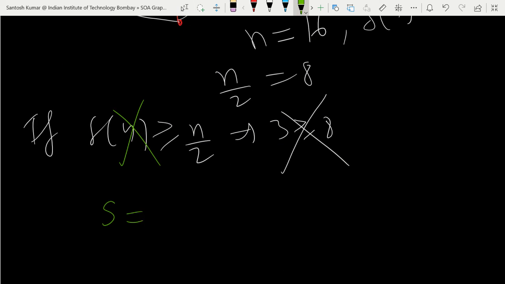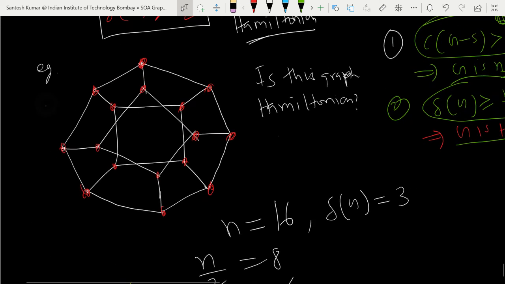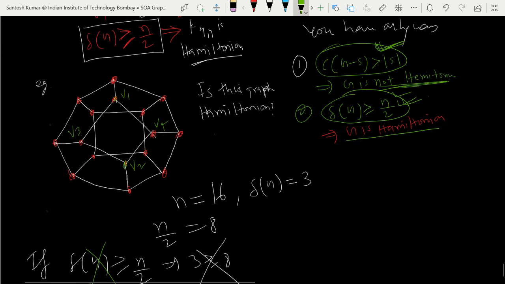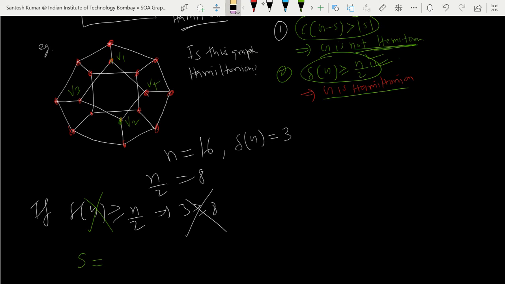And now S you decide according to your own choice. Which vertices you want to remove, you can decide on your own. Anything you can take. Suppose you take v1 here, any one whatever you want to take, and v2 you can take something, and you can take v3, v4, suppose. So I remove these 4 vertices. Yes, I take v1, v2, v3, v4. So cardinality of S is 4.